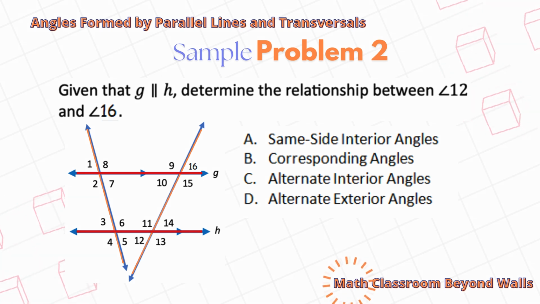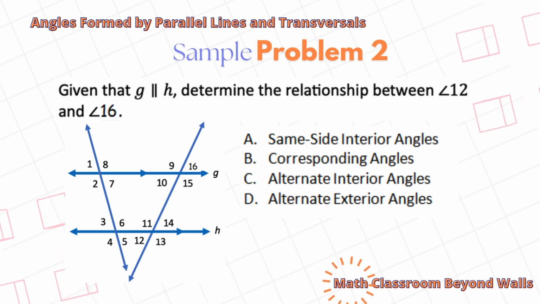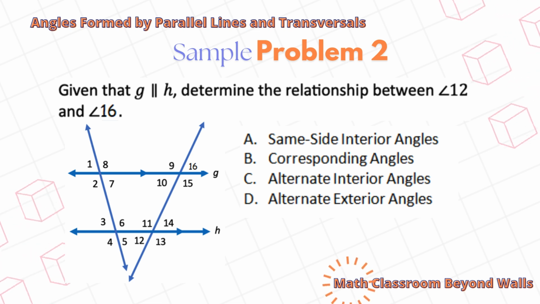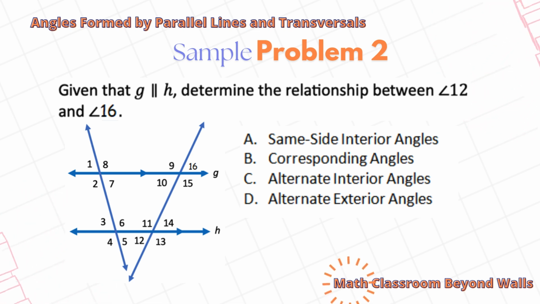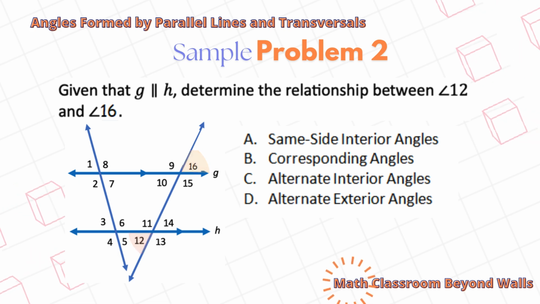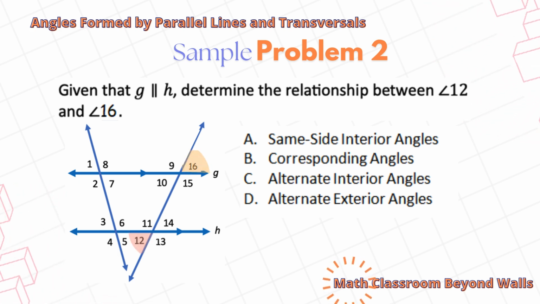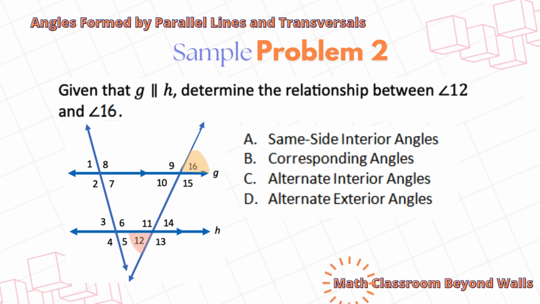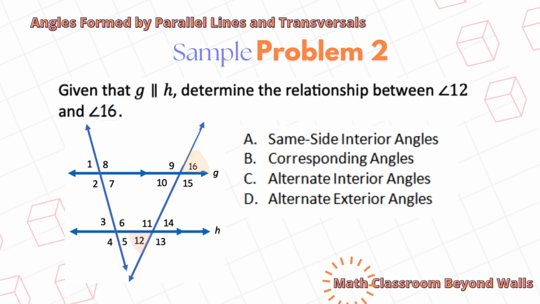Okay, so we start with the angles whose relationships we want to determine. Learners, locate angle 12 and angle 16 on the figure. If you need to mark these angles, do it. Look at the figure again. It looks complicated, right? Then we will make it simpler.